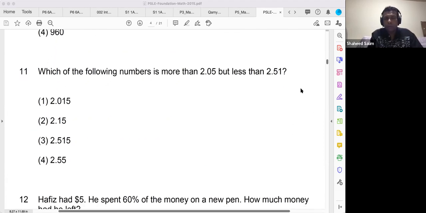But here we go. They want to know which of these is more than 2.45 but less than 2.51. Remember the clue, you can add zeros to this one. There's 3 digits at the back. Make sure there's 3 here. Make sure there's 3 here. Then you can compare all of them. Which one is more than 2.45 but less than 2.51?